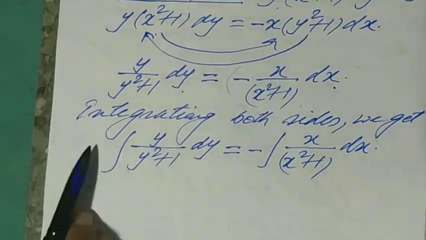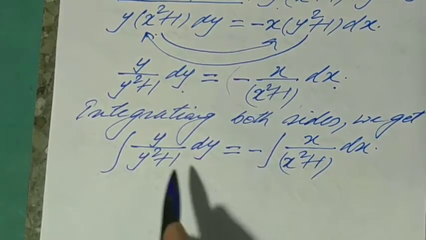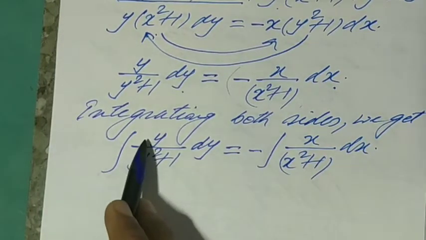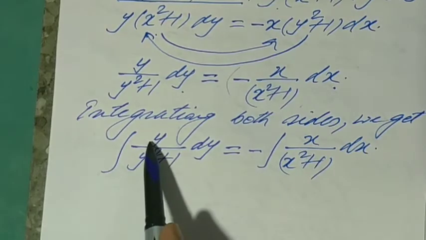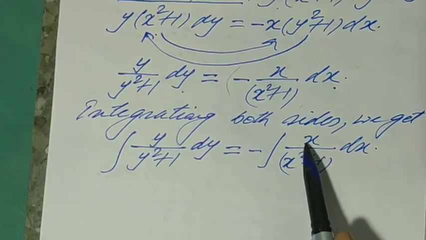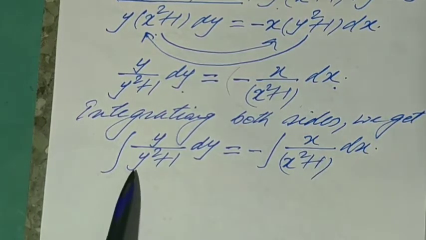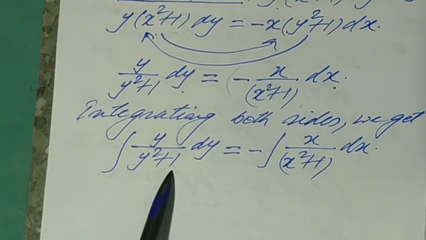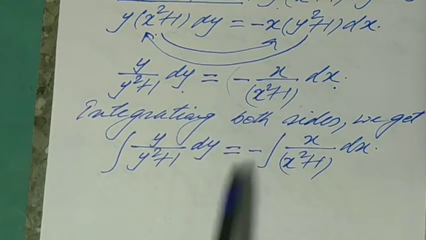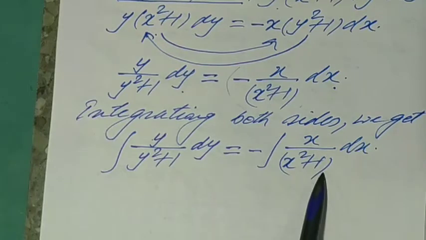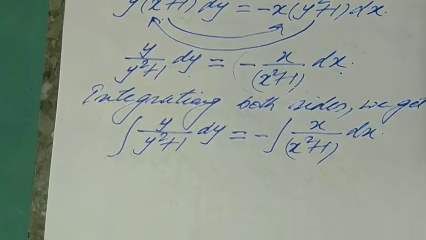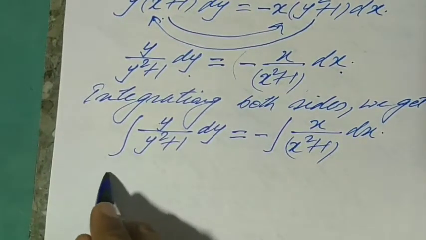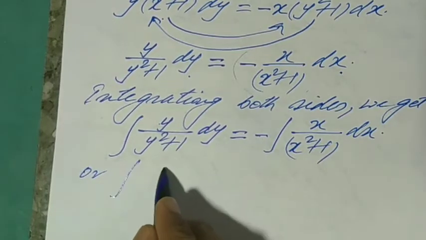Now it is better to multiply both sides by 2, because if we multiply both sides by 2, here we will have 2y and here we will have 2x. And as you know well, the differential of y square plus 1 is exactly 2y and the differential coefficient of x square plus 1 is exactly 2x. So it is not mandatory to multiply both sides by 2, but if we multiply by 2, this is better. So we may multiply by 2.